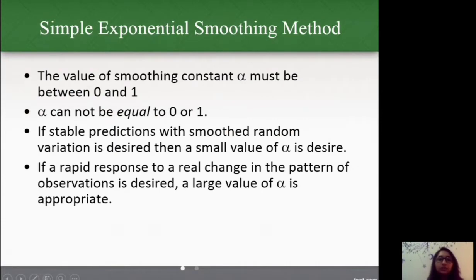The value of the smoothing constant must be between 0 and 1. It can be anywhere between 0 and 1. Alpha cannot be equal to 0 or 1. That is, it should be in between 0 and 1.